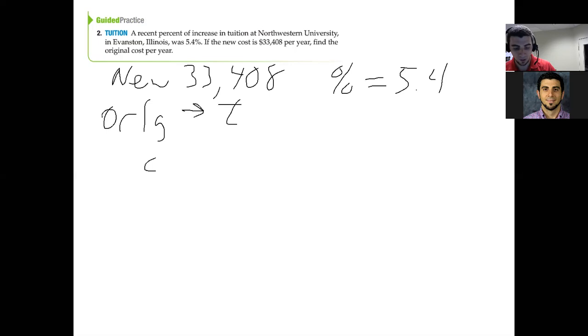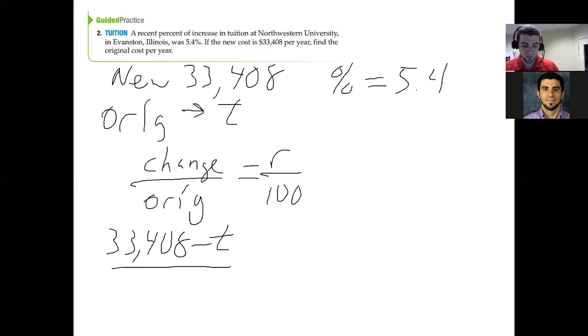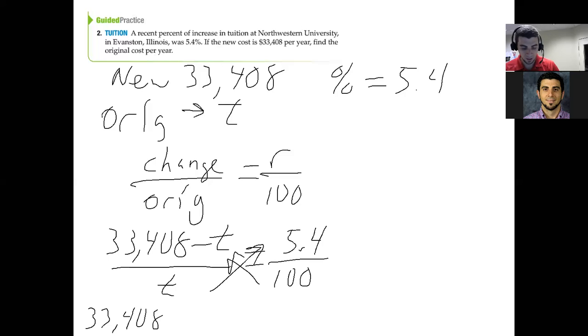So you remember it's always change over the original equals the percent over 100. So do we know the change? No, we don't know the change, but we know the new, but not the original. To get the change, you take the new minus the original. So 33,408 minus the original, which is the original tuition, divided by the original, T, equals 5.4 over 100. Now you got to cross multiply. So it's 33,408 minus T times 100 equals 5.4 T.